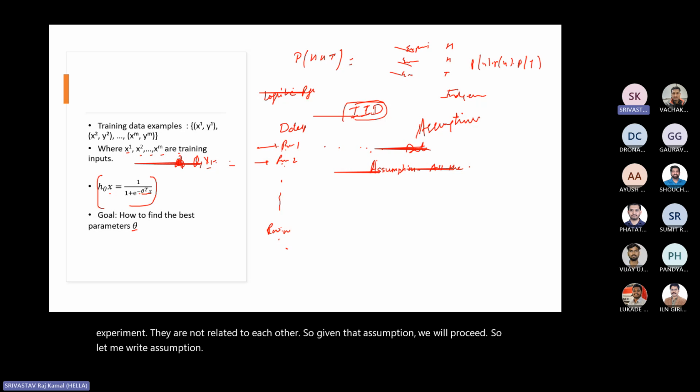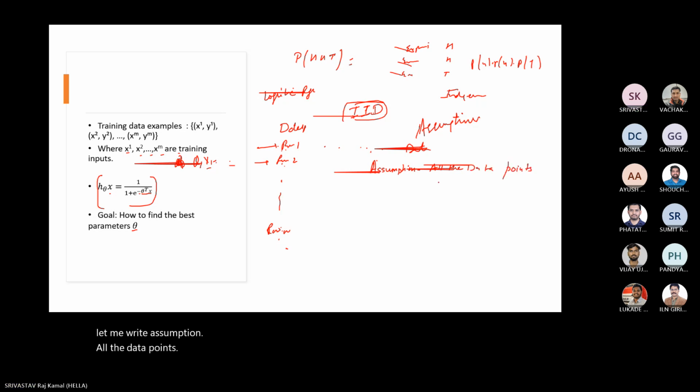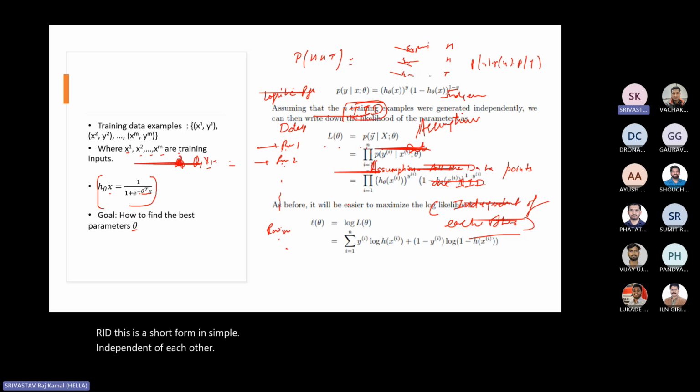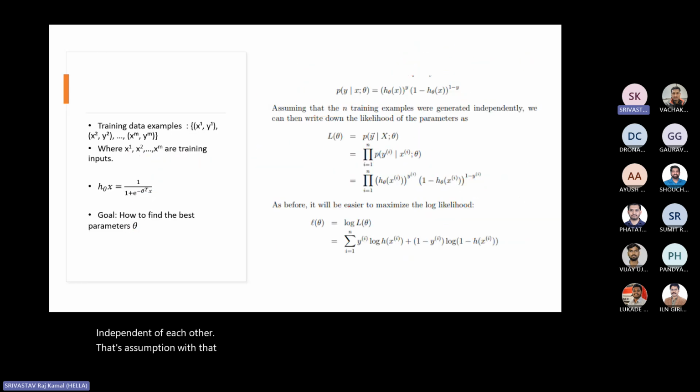All the data points are IID. This is a short form. In simple terms, independent of each other. That's the assumption. With this assumption, let's write it this way.